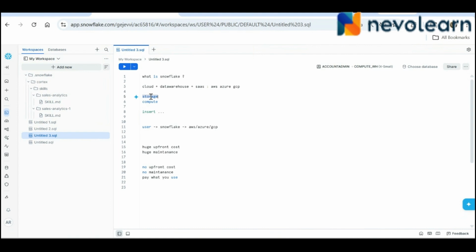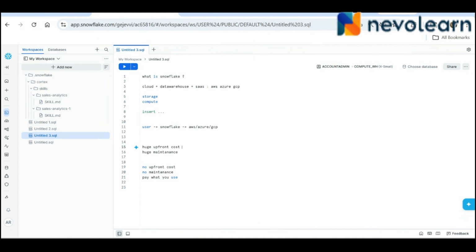Okay, so that's how it will be working. Basically, the storage capacity and compute capacity, whatever we need, Snowflake takes from the cloud providers, and that's the reason we call it a SaaS product. This is what we call a pay-what-you-use model. So that is how Snowflake works internally.